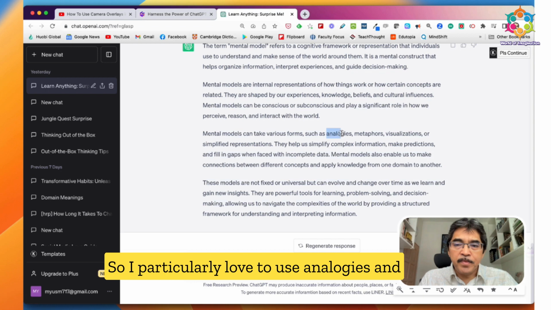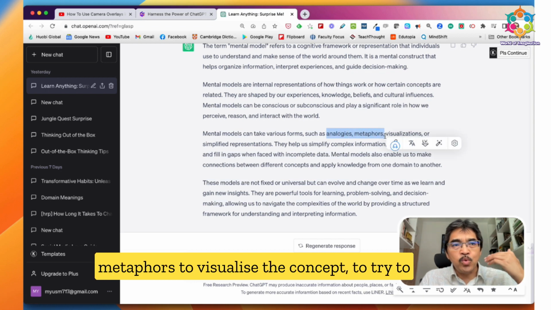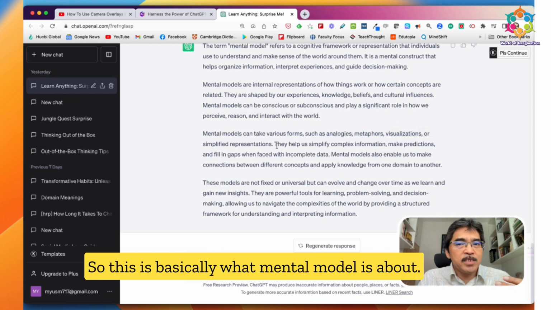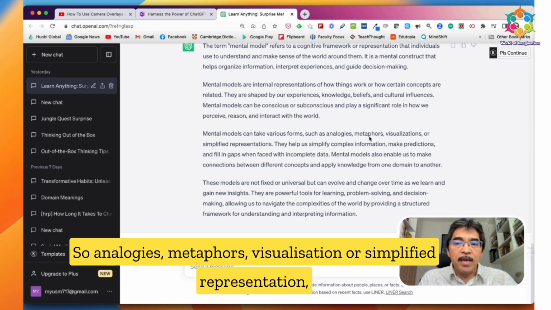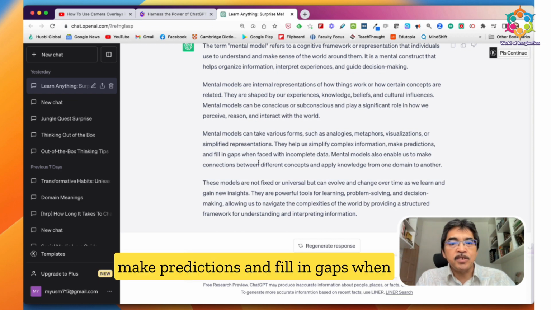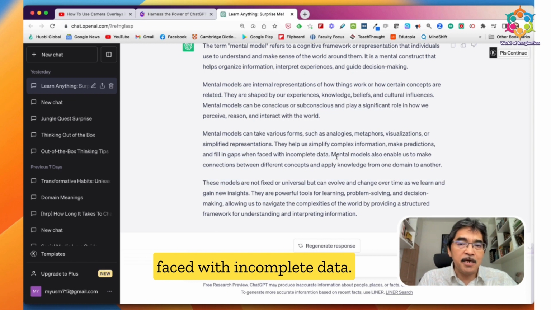So I particularly love to use analogies and metaphors to visualize the concept, to try to explain a complex concept or complex principle. So this is basically what mental model is about. So analogies, metaphors, visualization, or simplified representation, they help us to simplify complex information, make predictions, and fill in gaps when faced with incomplete data.